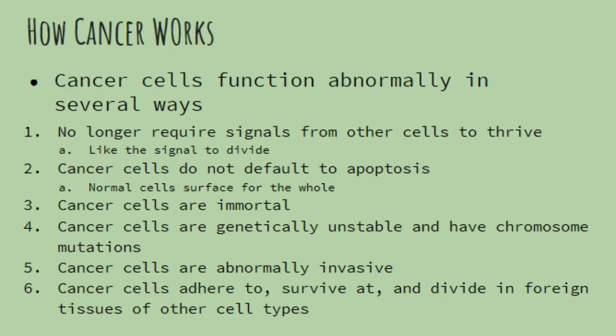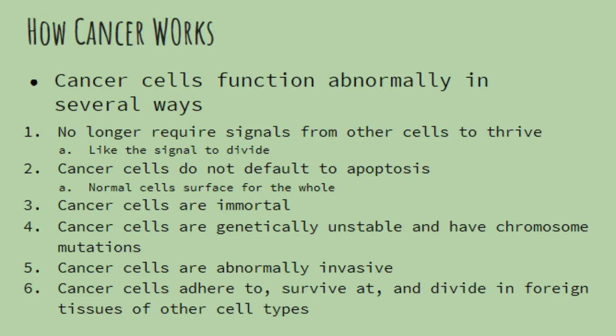So cancer cells are mainly dangerous because they no longer require signals from other cells to survive. They also don't default to apoptosis. So in normal cells, if something happens, they sacrifice themselves for the greater good and they die. Cancer cells don't do that. They are mutated so that if something's wrong, they just keep dividing and they don't default to apoptosis. Cancer cells are also immortal. They don't have an age and they don't die. Whereas regular cells, they have an average lifespan and then they die and they get regenerated.